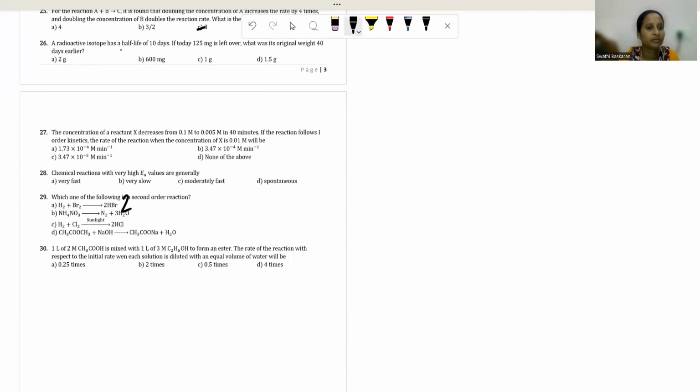Okay, what they have given? Basically, they have given the T half value. So T half is equal to 10 days. And if 125 mg is left over, what was its original weight 40 days earlier? So we need to determine the initial weight of the radioactive isotope. Because they are telling after 10 days, there is 125 mg of radioactive isotope remaining. Then before 40 days, how much was its initial weight?